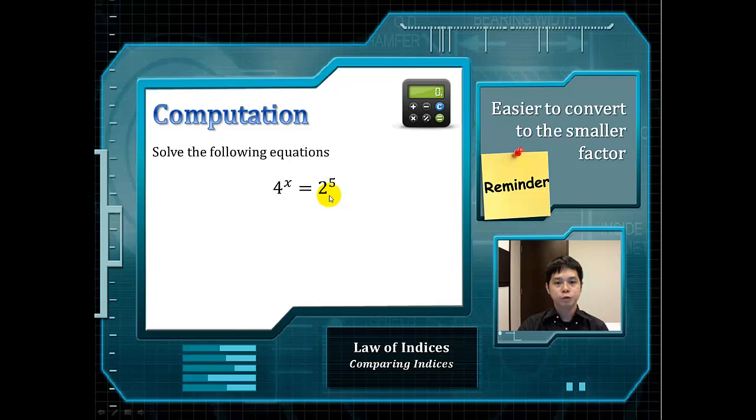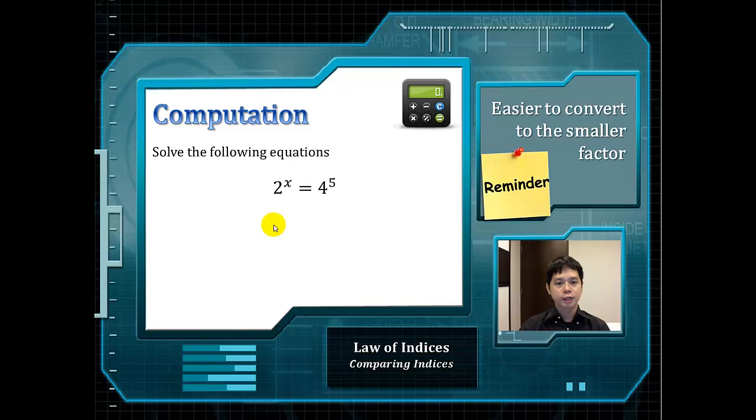4 to the power of x equals 2 to the power of 5. As a reminder, it is sometimes easier to convert to the smaller factor. For example, base 4 and base 2 both have factor 2, and hence we will convert base 4 to base 2. Since 4 is equal to 2 squared, on the left hand side we will now have 2 squared to the power of x, and on the right hand side we will still have 2 to the power of 5. Using the law of indices, we simplify the left hand side to become 2 to the power of 2x. Since the bases are now the same, we can compare the indices. Therefore, 2x equals 5, and hence x equals 2.5.